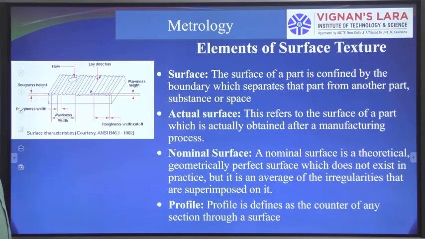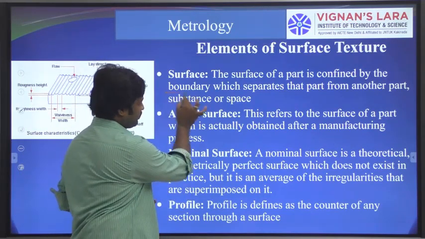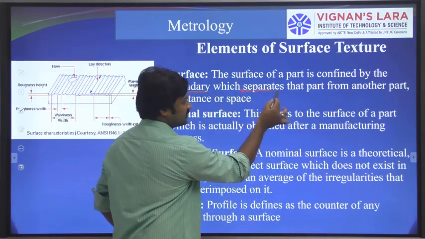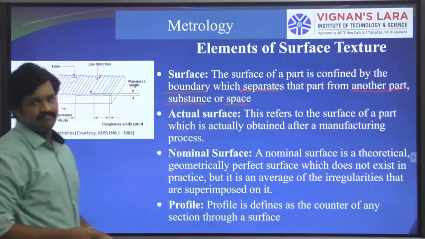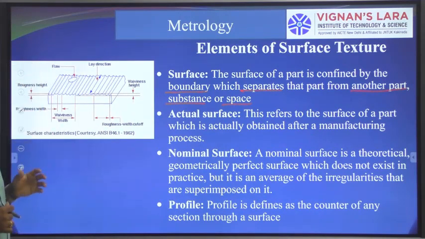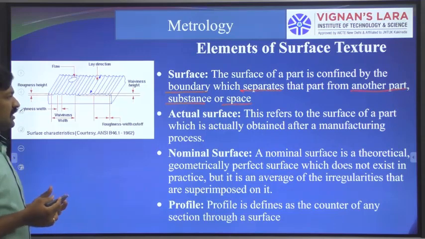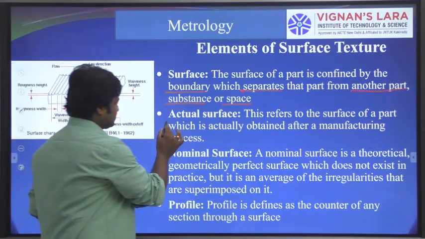So first thing, surface. The surface of a part is confined by the boundary which separates that part from another part, or another substance or space. So if we call it a surface, then it should be separate from the other. The one which separates the other components is called the surface. Next, actual surface.